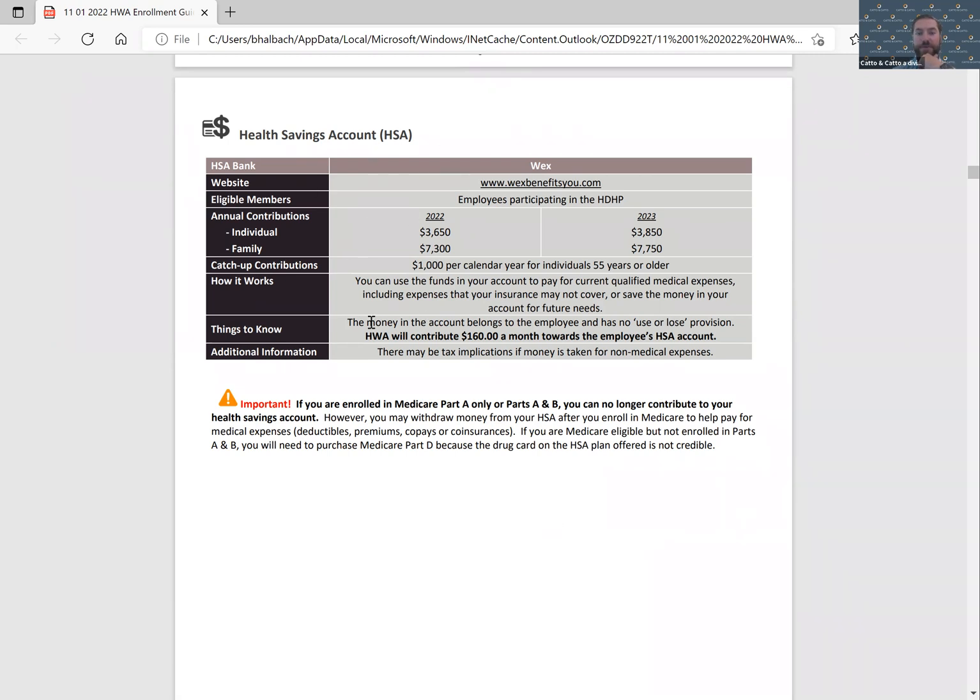The reason we're on this page, if you were on the HSA plan only, you get some money. Highlighting function isn't working very well, but HWA puts in $160 a month towards cost of care. So that means when you go to access care, you're not starting from zero. I have an HSA bank account as well. It's just a bank account in my name that can be used for medical, dental, or vision. The same would be true for you. It's a bank account in your name.